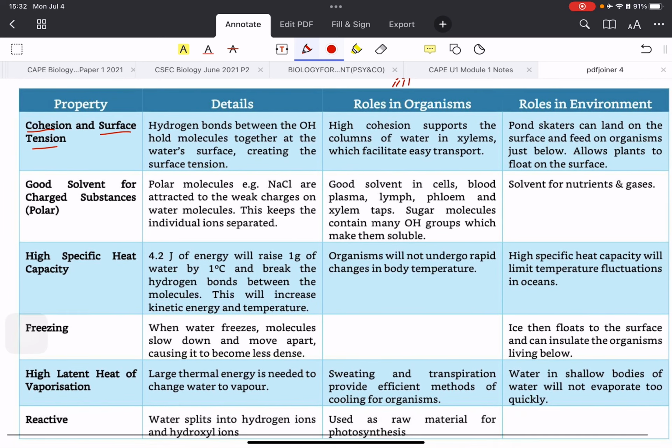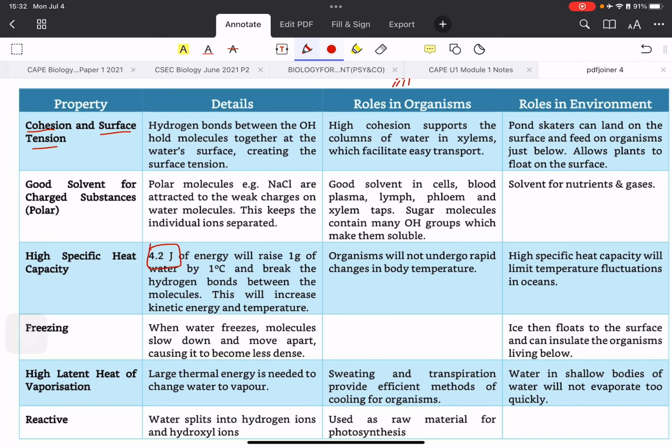Okay, high specific heat capacity. If you did physics, you would know that water has a relatively high specific heat capacity. So 4.2 joules of energy is needed to raise 1 gram of water by 1 degree Celsius. And by doing so, it will break the hydrogen bonds between the molecules and result in the molecules moving faster, getting more kinetic energy, and the temperature will increase.